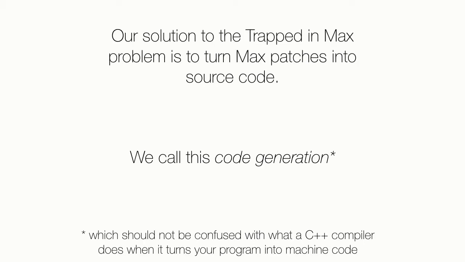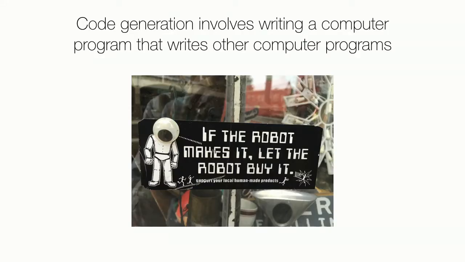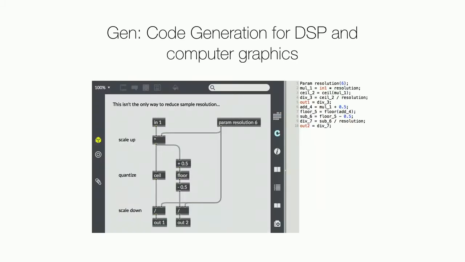We have a solution, we think, to the trapped in Max problem, which is turning Max patches into source code. And we call this code generation, which may confuse you because in a compiler, the last step is called code generation, but that's not what we mean. We actually mean writing computer programs that write other computer programs. So we're actually generating source code, not object code.